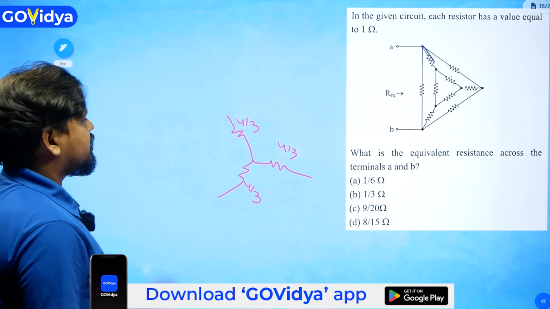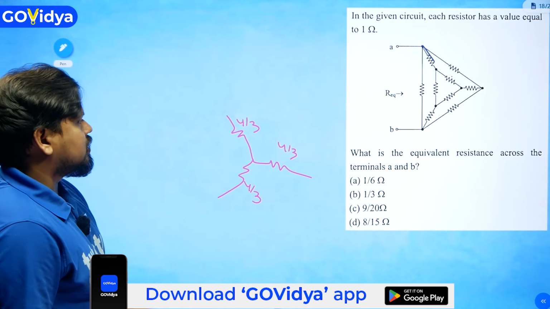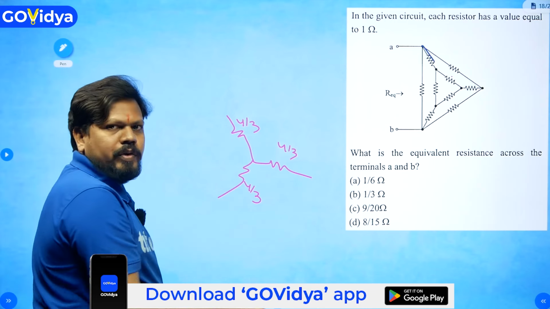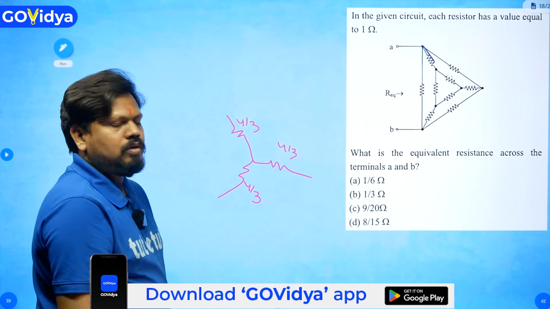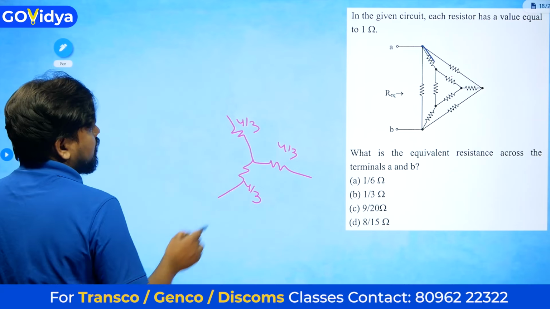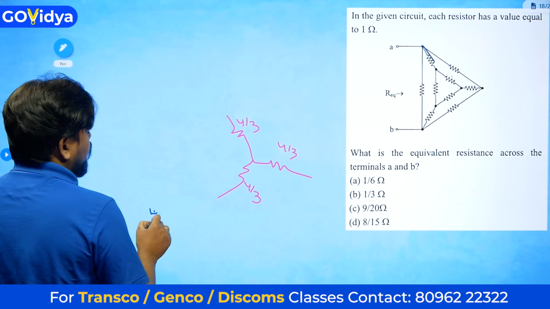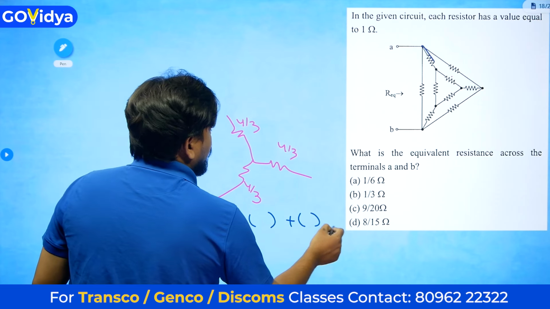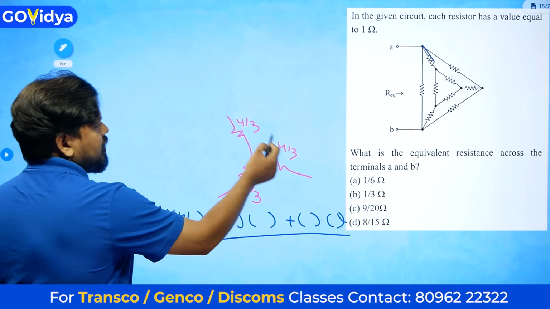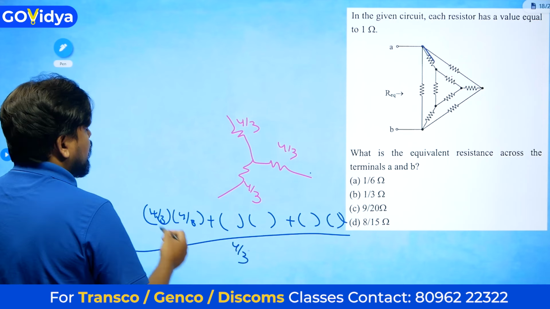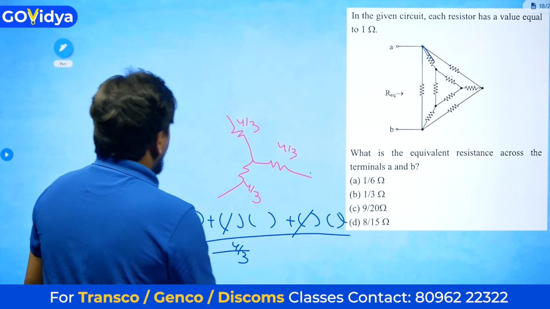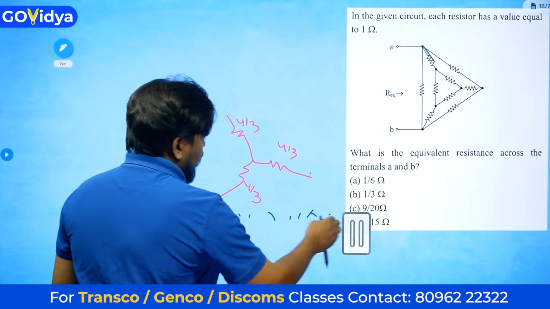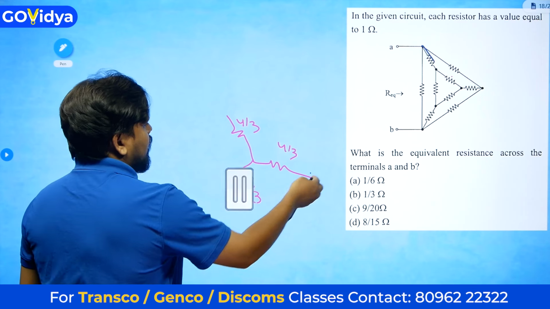So whenever three resistances of the same value are connected in star connection, if you want to convert into delta, what will you be getting? With 4 by 3, 4 by 3, 4 by 3, you directly get 4. If you want, you can solve: 4 by 3 into 4 by 3 plus 4 by 3 into 4 by 3 plus 4 by 3 into 4 by 3, divided by the opposite resistance, 4 by 3. One 4 by 3 will be cancelled. Then 3 into 4 by 3 gives 4. So nothing to worry; you have to answer this kind of question directly. You will get 4.